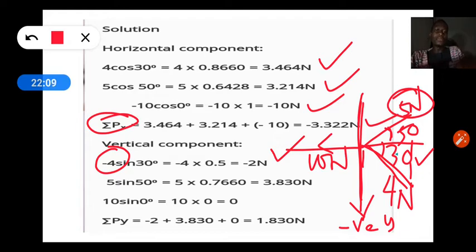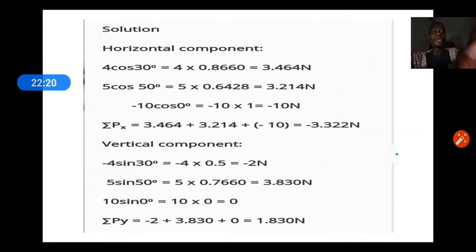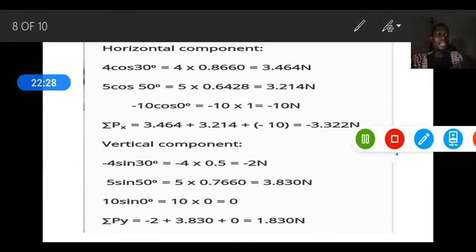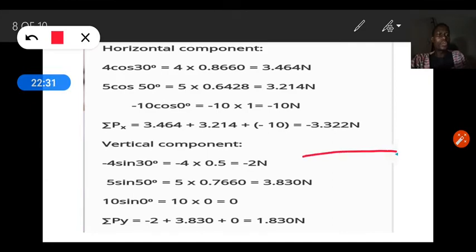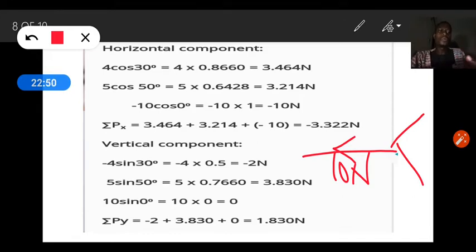Remember, we have a positive beside 5. Why? Because we are resolving towards the positive y-axis. Good. Now if you resolve the 10, don't forget, the 10 is already on our x-axis. So the effect on the vertical axis is 0. That's sine 0, the angle is 0. So sine 0 gives us 0. This 10 newton does not have any effect here, will not have any value on the y-axis. So we have sine 0 degrees.